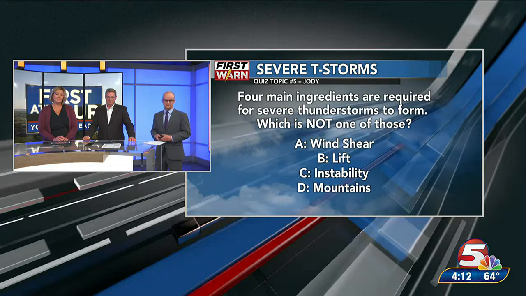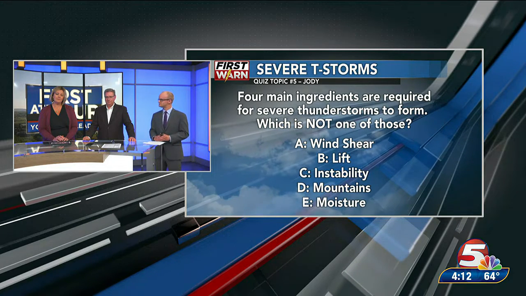So from snow to severe weather. This was a more recent topic. We talked about the ingredients that we need for severe weather. There's 4 main ingredients for that, and which one is not one of those ingredients? Wind shear, lift, instability, mountains, or moisture?